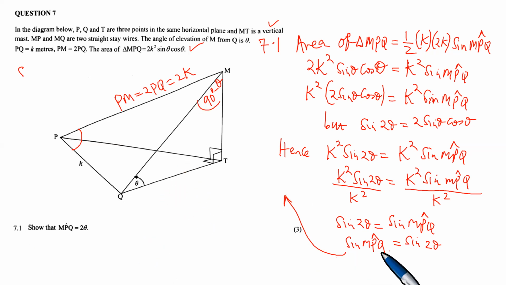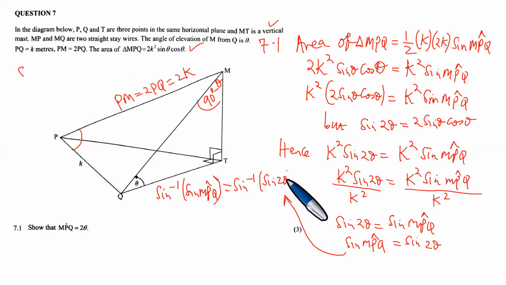Right, so given this now, we can take the arc sine on the left and arc sine on the right. Let's just do that. So we take the arc sine on the left, and then we have the angle MPQ, which is the arc sine of the sine of twice theta. Okay, so the arc sine removes the sine, and we have MPQ is equal to twice theta.